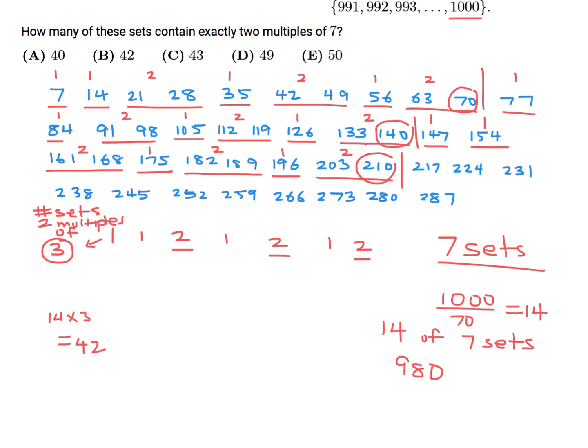So we still got to look at the last 20. Now the last 20 would be 2 sets, and the first will have 1 multiple of 7, and the second will have another 1 multiple of 7. So the last 20 don't add to this 42. So it's just 42, and therefore that would be B.